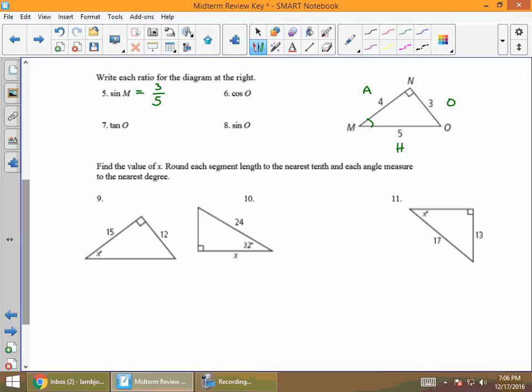When I go to number 6, it wants me to deal with angle O. So let's start over. Here's my angle. So my opposite side, my adjacent side, and my hypotenuse. And 6, 7, and 8 are all dealing with angle O, so I can leave this picture now for the remainder. Cosine is adjacent over hypotenuse, so 3 over 5. Tangent is opposite over adjacent, so that is 4 over 3. And the sine is opposite over hypotenuse, which is 4 over 5.